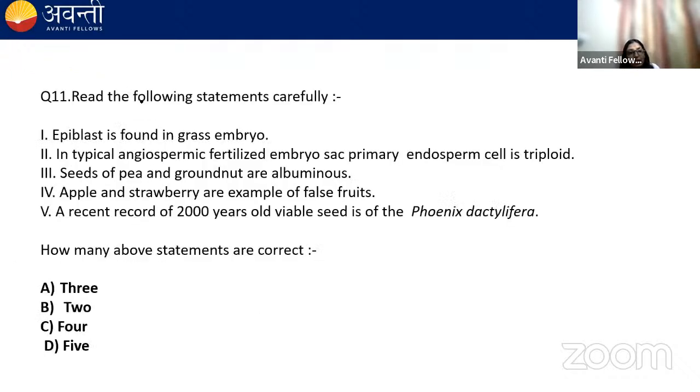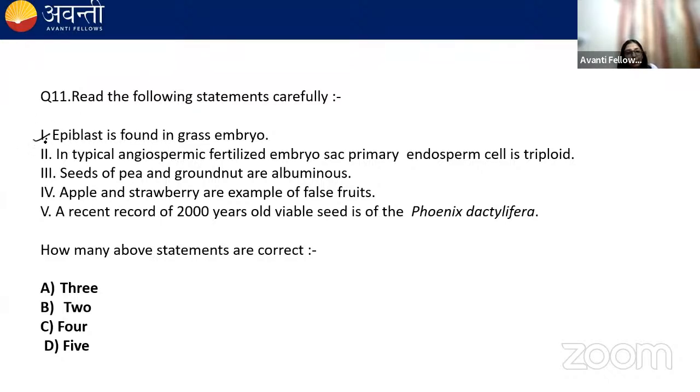Moving to the next one, read the following statements carefully. 1. Epiblast is found in grass embryo. 2. In typical angiospermic fertilized embryo sac, primary endosperm cell is triploid. Third says seeds of pea and groundnut are albuminous. Fourth is apple and strawberry are, for example, false fruit. Fifth says a recent record of 2000 years old viable seed is of Phoenix dactylifera. How many of the above statements are correct?